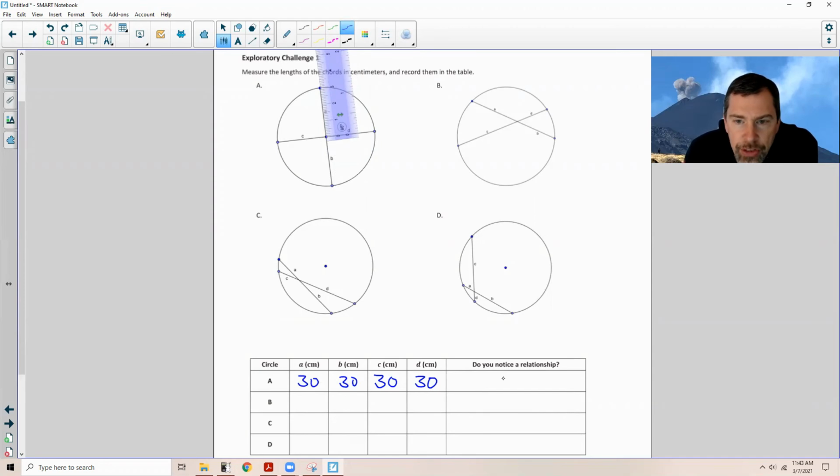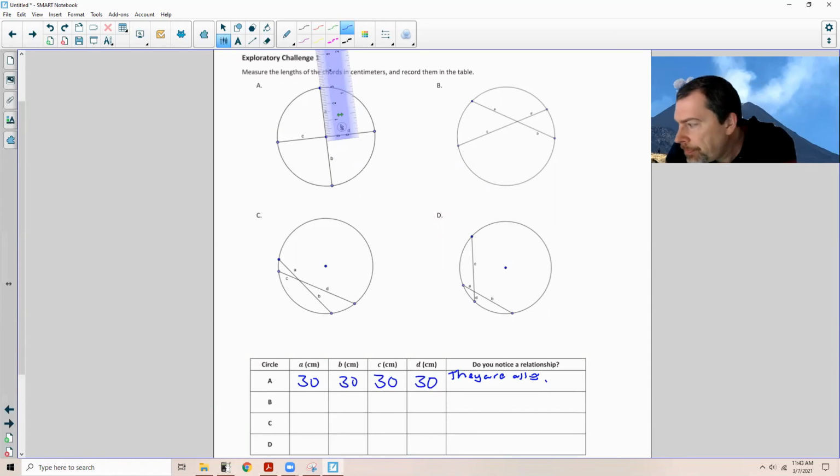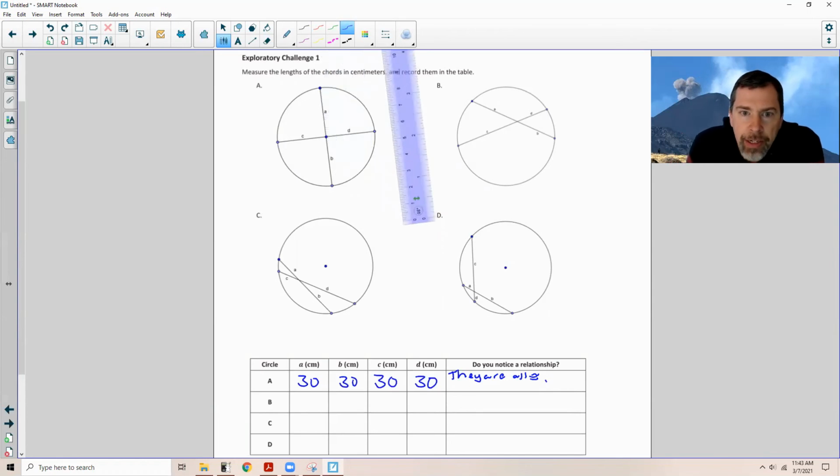Do you notice a relationship? They're all congruent. And the reason is that, well, their radius, their radii, if you will. Okay, they're all the same, in other words. All right, let's look at B now.